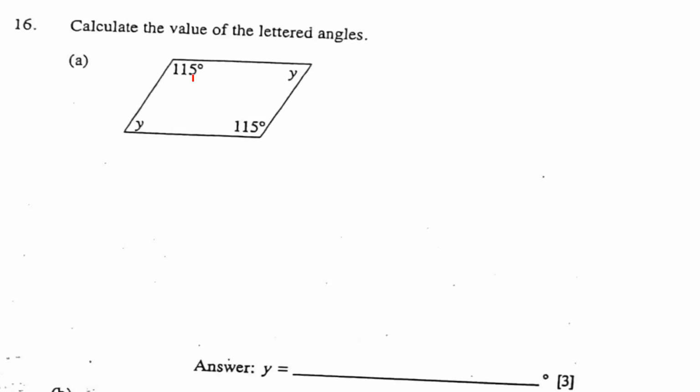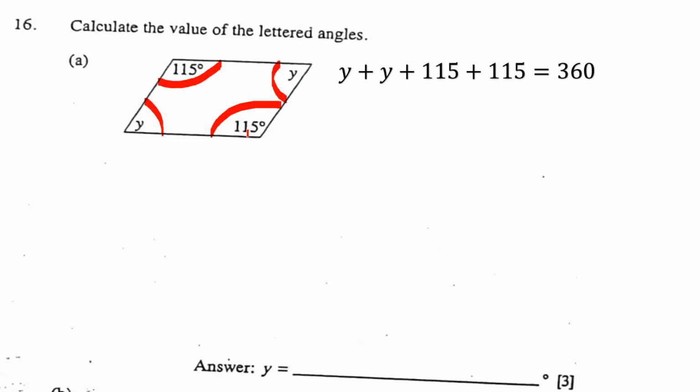Here we have a quadrilateral. It's important to note that for a quadrilateral, the interior angles, the angles on the inside, add up to 360. Not 180, but 360. And so that means that y plus 115 plus y plus 115, all of that must add up to 360 degrees.